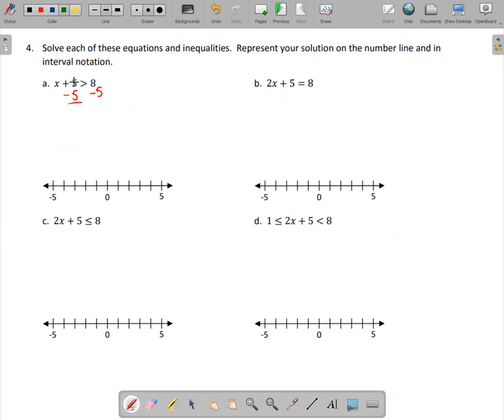So what does that give me? Let's see. 5 minus 5 is 0. 0 plus x is just x. I still have a greater than on the other side. 8 take away 5 is 3. So this says x should be greater than 3.